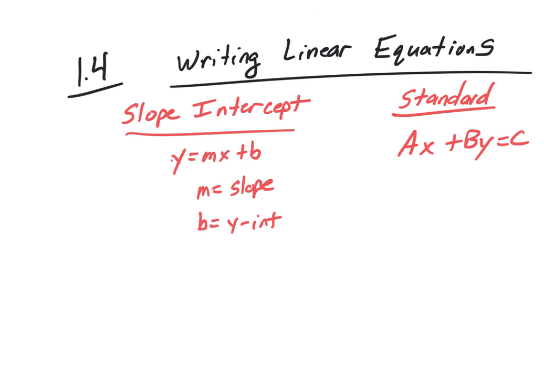Standard form doesn't have a whole lot of good pieces to it, right? It's really the a, b, and c values are going to be numbers, integers, usually not fractions or decimals, but they don't represent anything. They're not your slope, they're not your y-intercept, they're just going to be numbers in an equation.